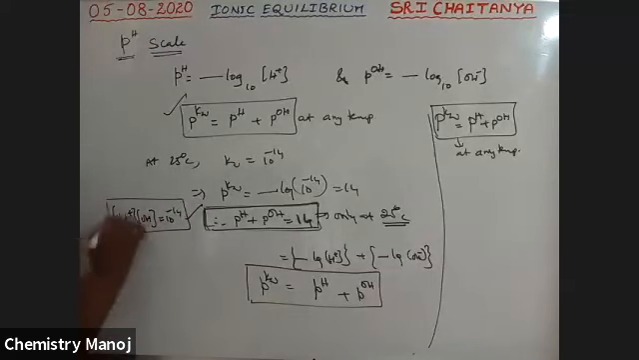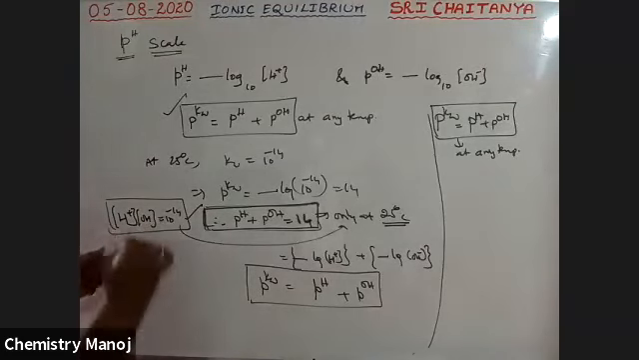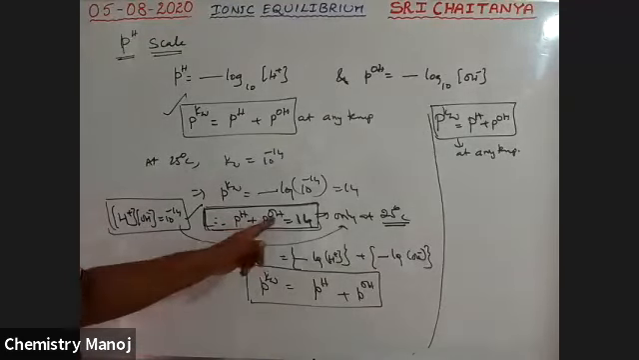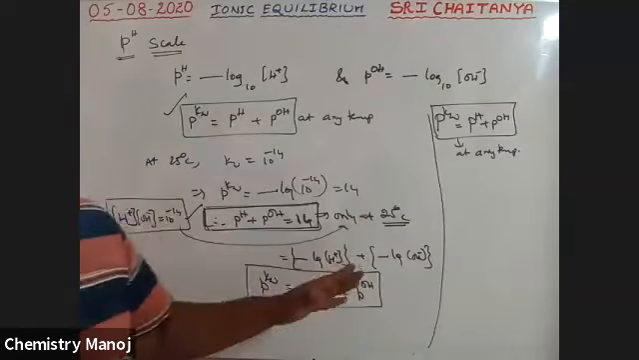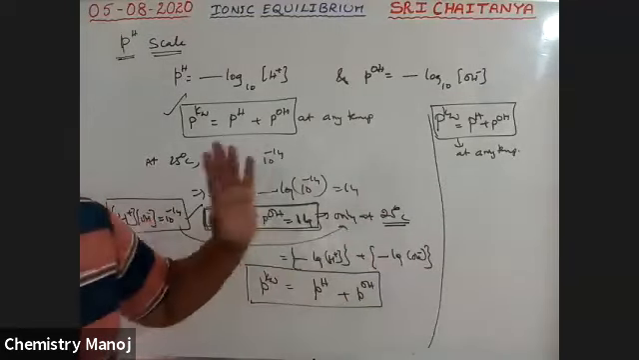It is also applicable at 25 degrees centigrade. So [H+] × [OH-] is equal to 10 power minus 14, and pH plus pOH is equal to 14. All these values are applicable only at 25 degrees centigrade.